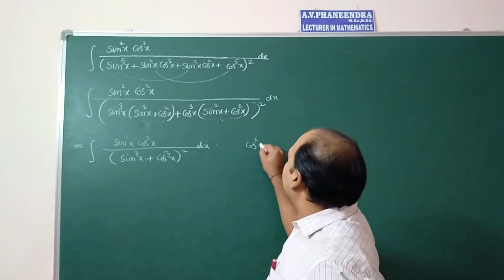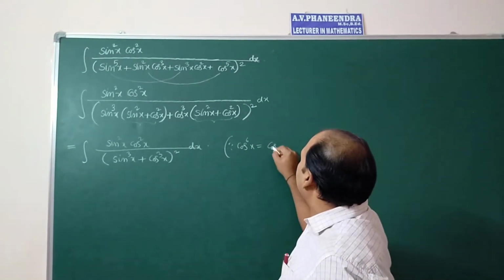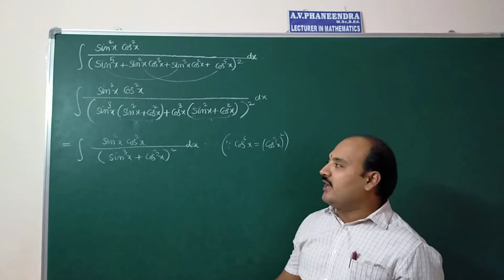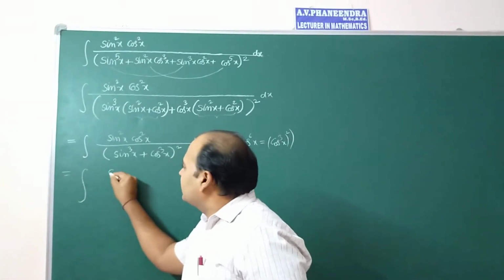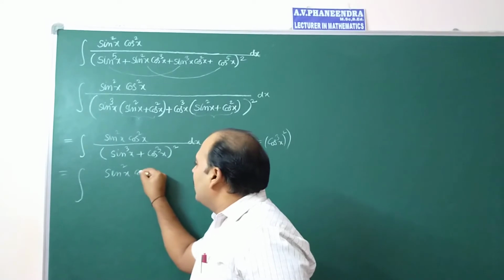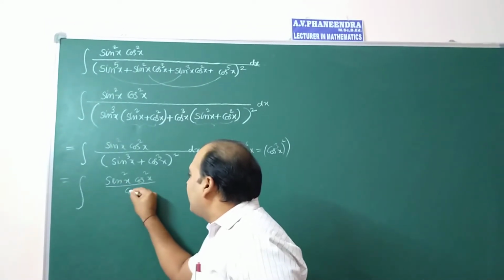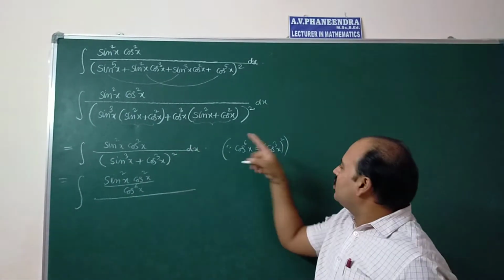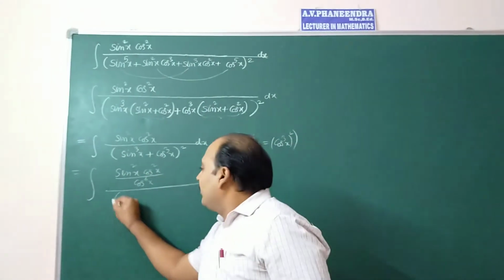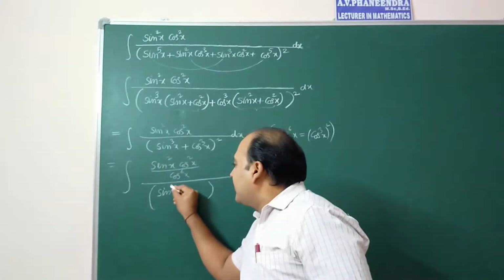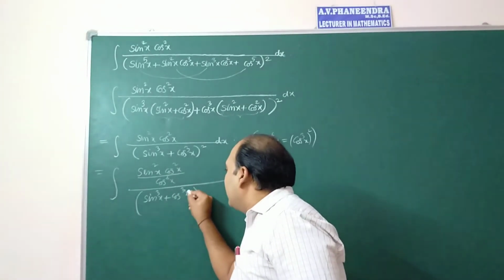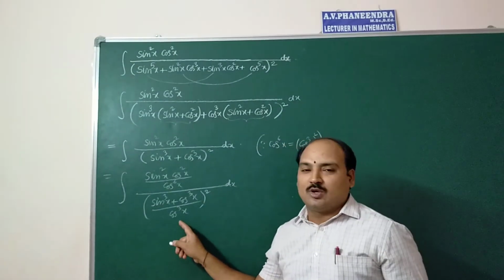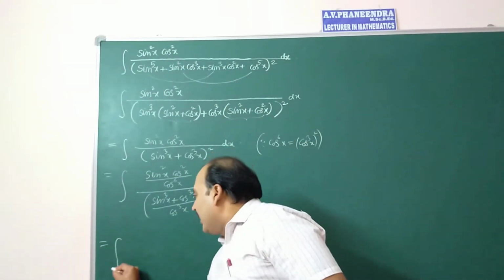Cos power 6 x can be written as cos power 3x whole square also. Since the denominator has a whole square, that is the reason we write cos power 6 in the numerator. Sin square x into cos square x divided by cos power 6 x in the numerator, and in the denominator, since the square is there, we write cos power 3 x whole square. For the denominator, sin cube x plus cos cube x divided by cos cube x, whole square. That means indirectly dividing by cos power 6 only.